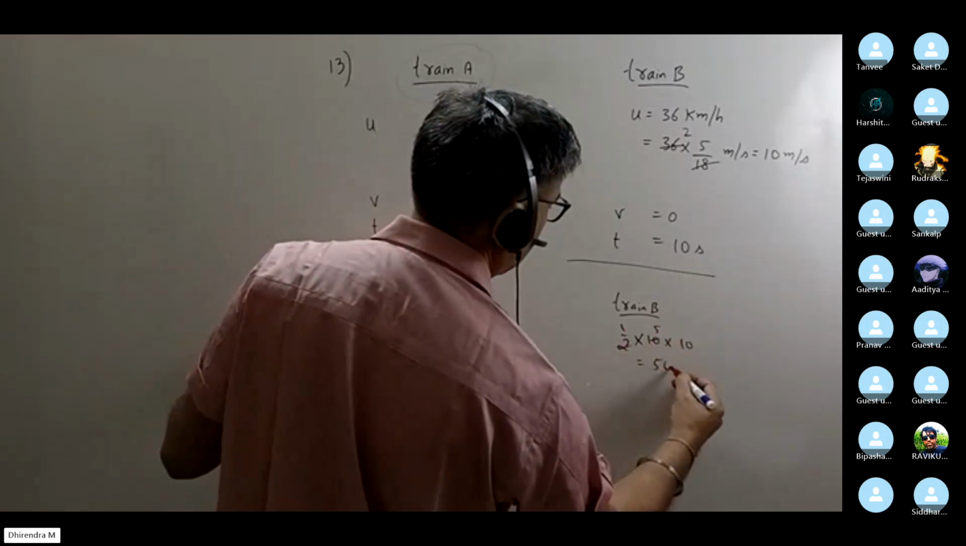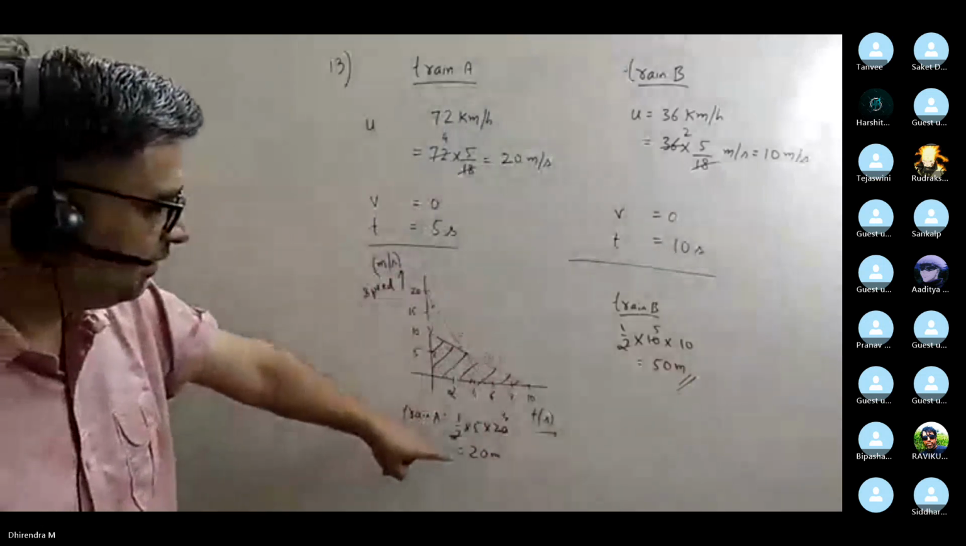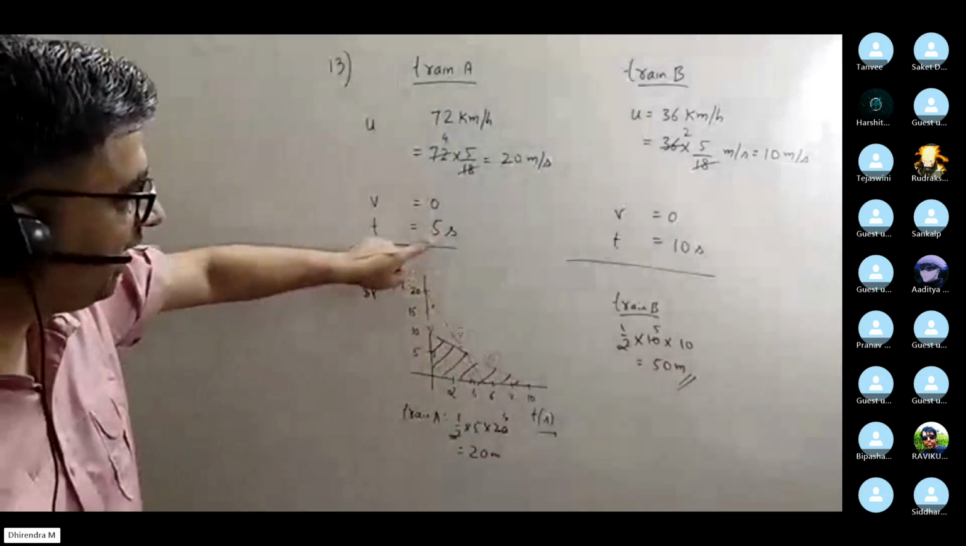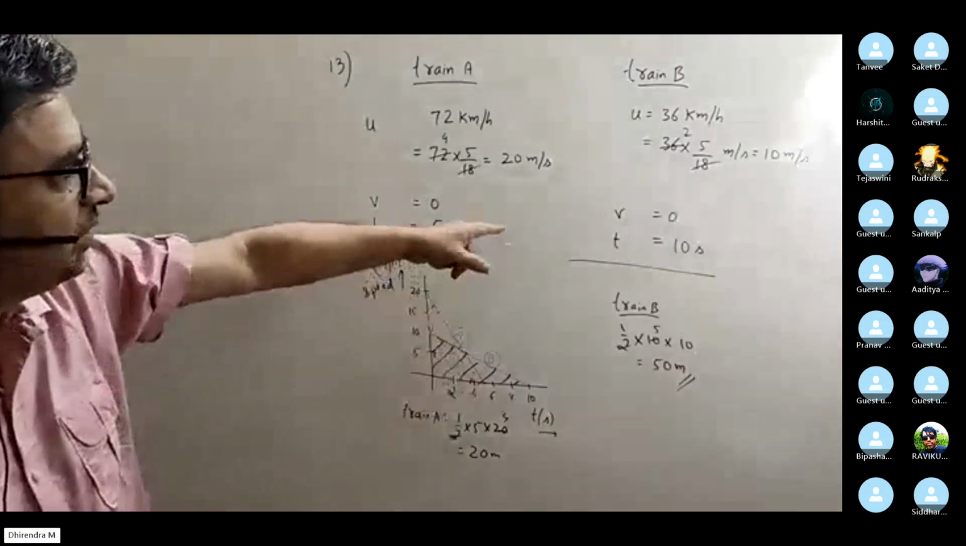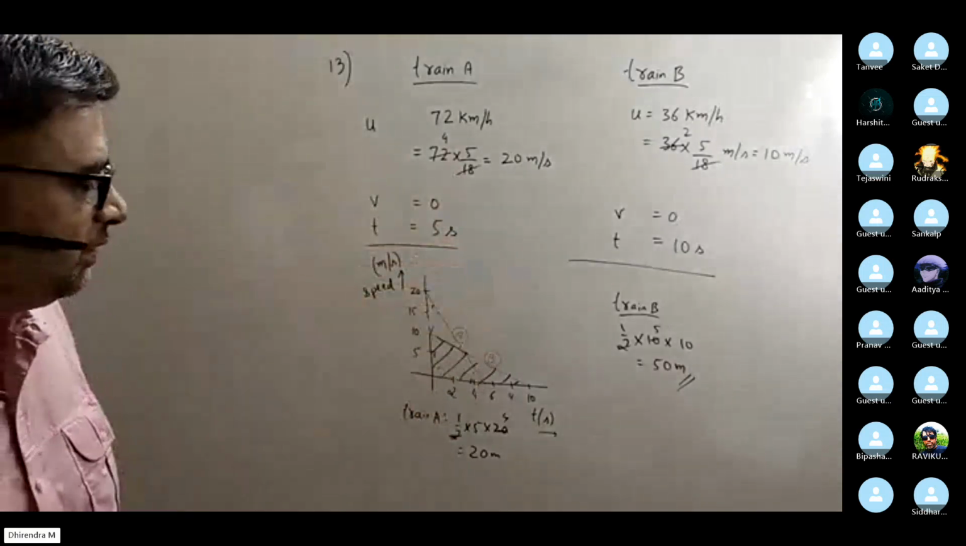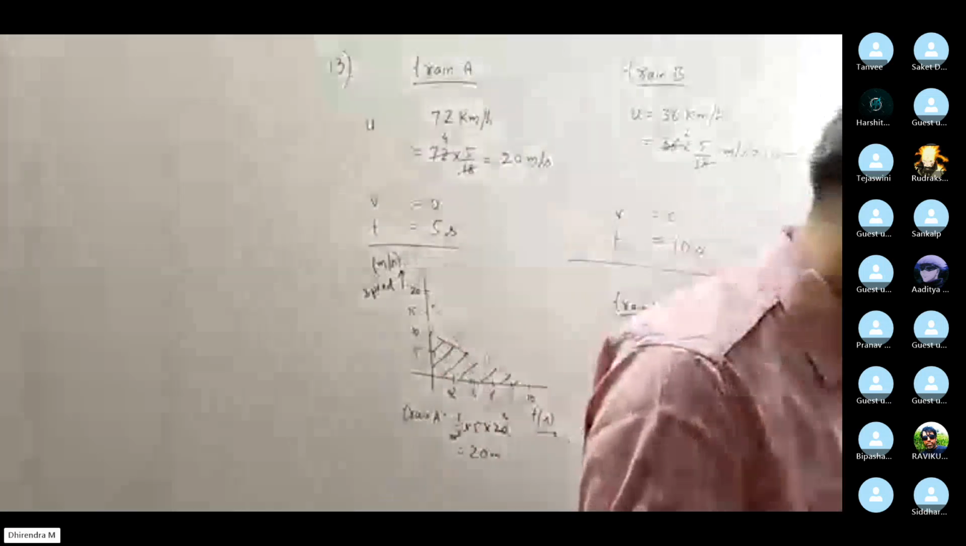And 10 again. So this is 50 meters. And it makes sense. This is coming to a stop in just 5 seconds. So obviously it would have covered less distance, and it's also about the speed, but this is how we will calculate it.